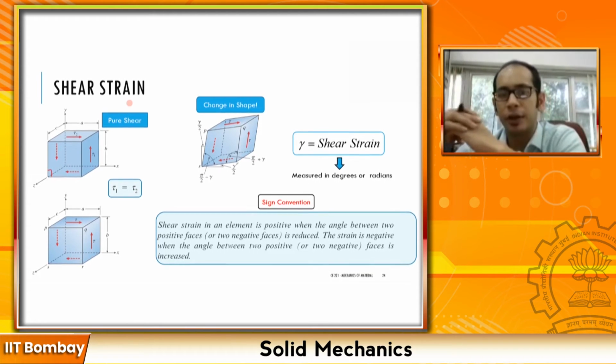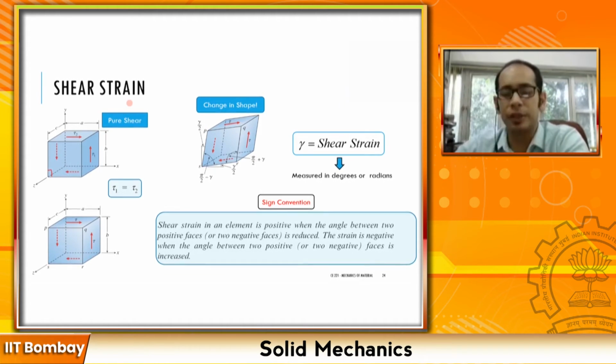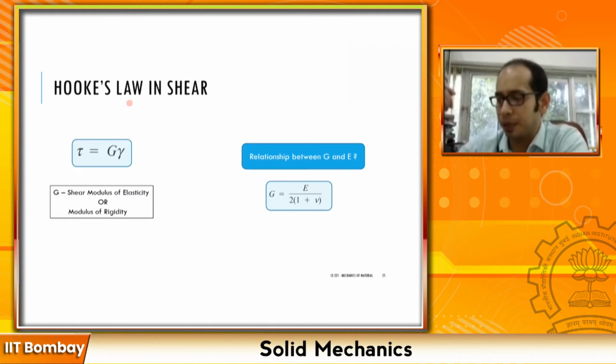You probably studied this earlier as well. Similar to the normal stresses, sigma and epsilon. Remember, sigma was E times epsilon, the Young's modulus. In a similar way, analogically, there is a relationship between tau and gamma: tau equals G times gamma, where G is the shear modulus of elasticity or the modulus of rigidity. E was the Young's modulus, or the modulus of elasticity. G is the modulus of rigidity or the shear modulus of elasticity.